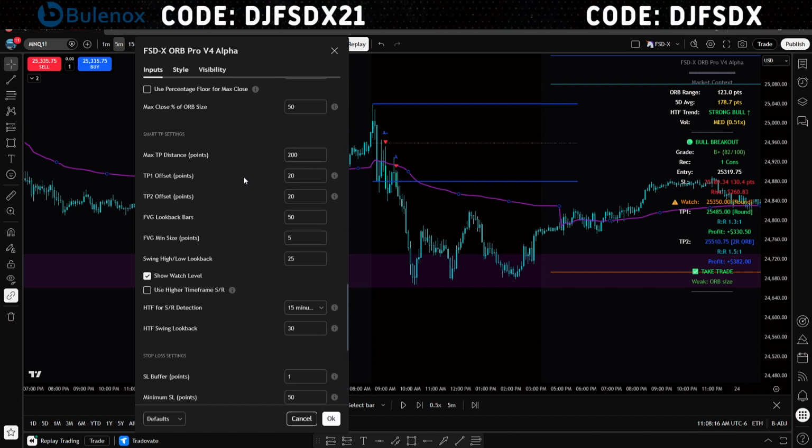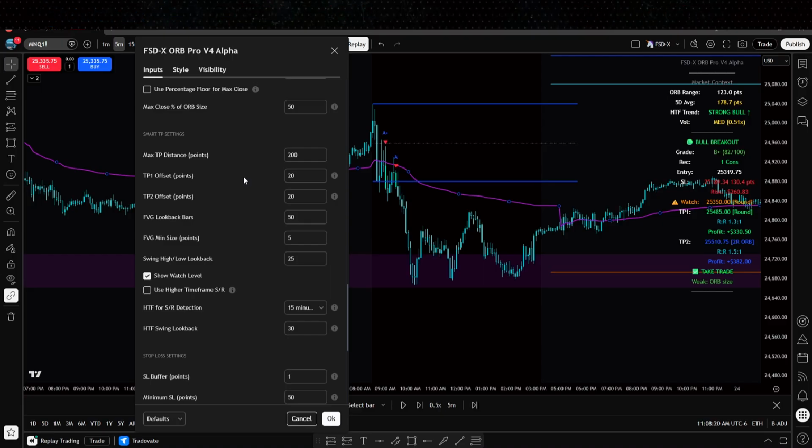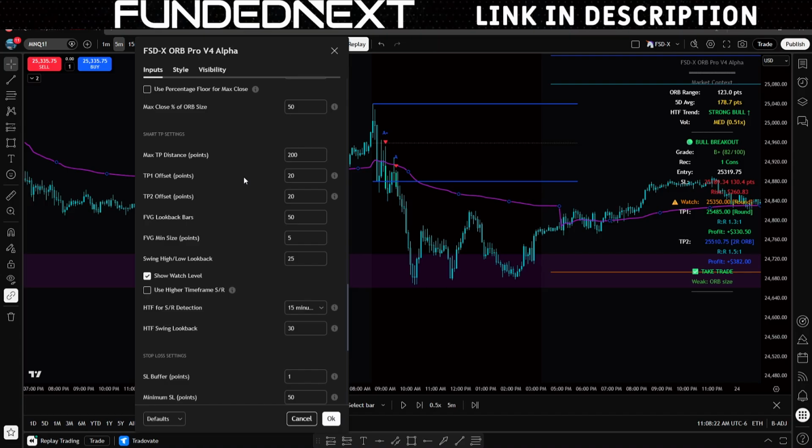These are just the TP settings. 200 points is basically the farthest it will look for a valid TP zone. These are really good for MNQ.